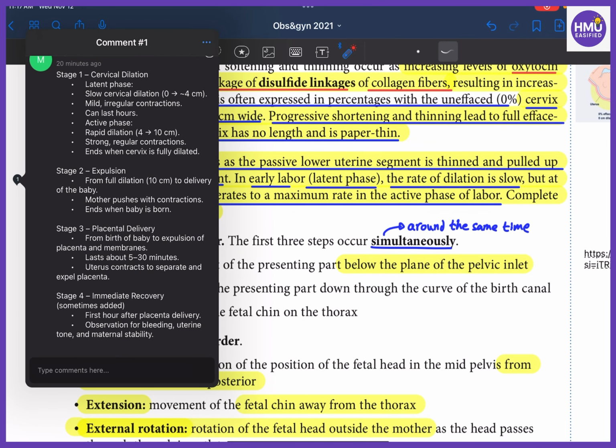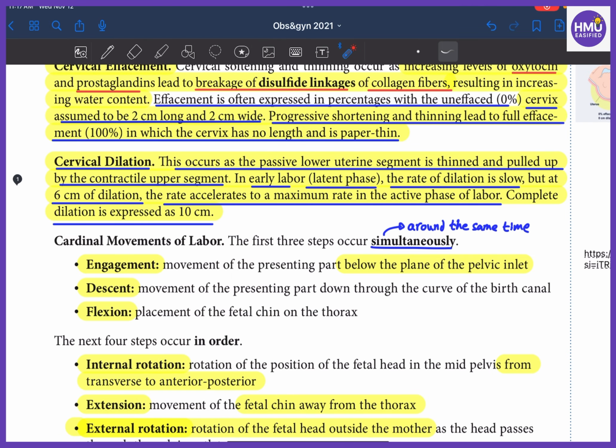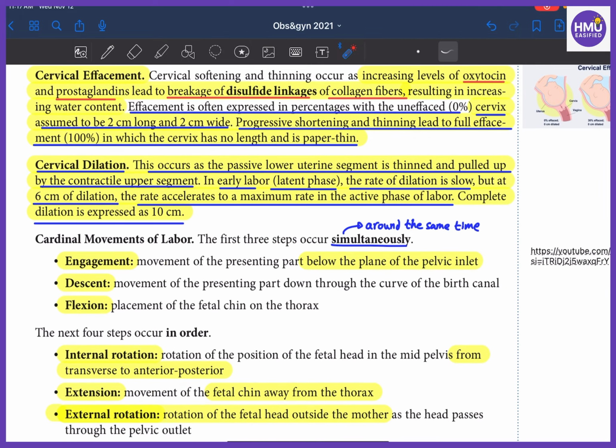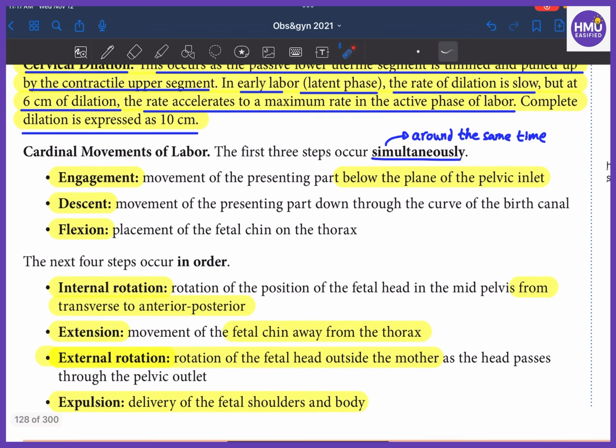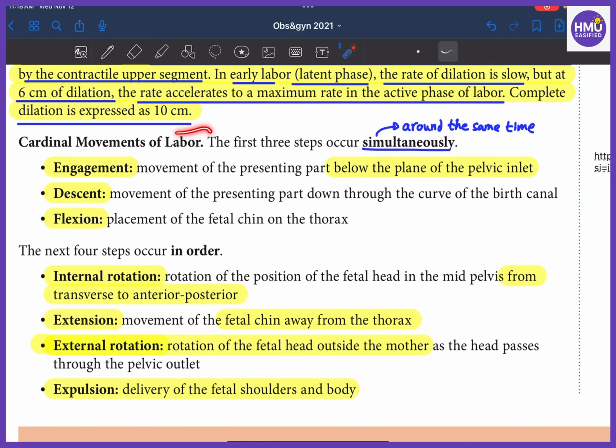So, the active phase of labor, we just said 4 to 10 centimeters, strong regular contractions, ends when the cervix is fully dilated, 10 centimeters. Complete dilatation is expressed as 10 centimeters. So we have something very, very important here: the cardinal movements of labor, the movements that happen as the baby comes out. This is in a normal pregnancy, in a normal labor.